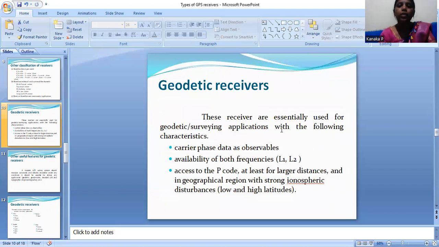So next one is geodetic receivers. A geodetic receiver is used for geodetic or surveying applications with the following characteristics. First one is carrier-based data as observable. Second one is availability of both frequencies, that means L1 and L2. Next one is access to P code, at least for larger distances and in geographical regions with strong ionospheric disturbance, that means low and high latitude.